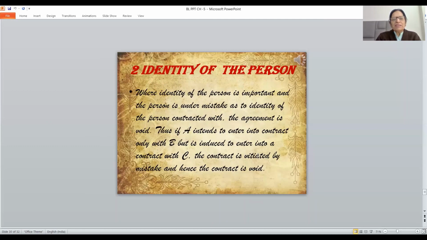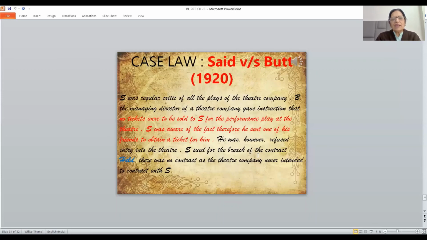Now, identity of the person. Where identity of the person is important, and the person is under mistake as to the identity of the person contracted with, then the agreement will be void. So friends, there is an important case law regarding this, which is Said versus Butt. Said was a regular critic of all the plays of the theatre company. The managing director of the theatre company gave instructions that no ticket was to be sold to S for the performance of the play at the theatre. S knew this fact. He was aware of the fact.